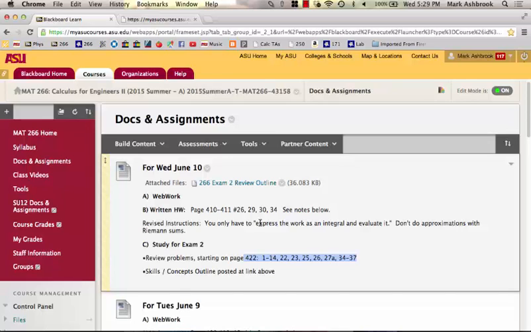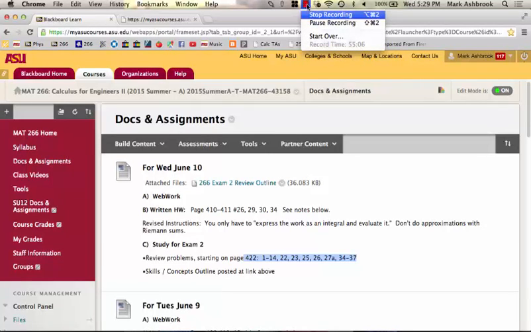Would you rather keep it to study with? And then you want to turn in tomorrow for credit? Turn in the written homework tomorrow so you get credit on it. Okay?